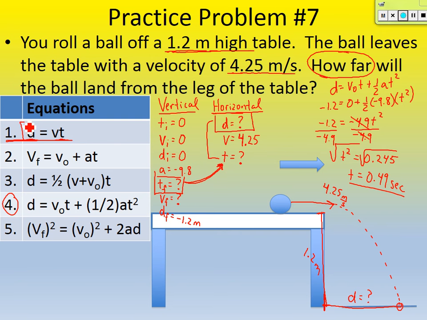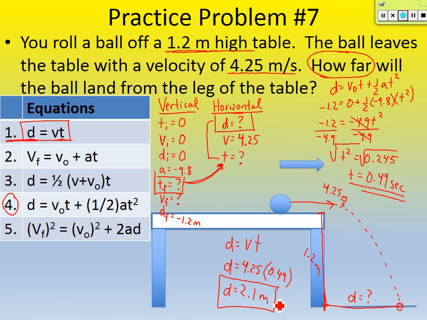Okay? So again, we're going to use this equation. Displacement is equal to velocity times time. We don't know what displacement is. What was velocity horizontally? Remember, we're looking horizontal now, so it's 4.25. And now that we know t was 0.49 seconds, you can plug that in. So the displacement for this question is going to be 2.1 meters.